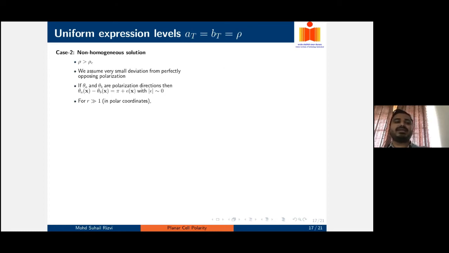So again, there is another special scenario which can be studied, and that is when the expression levels are uniform, but we seek some non-uniform, non-homogeneous solution. So here this is not an exact result, but an approximation, where we assume that the non-homogeneous solution locally deviates from the perfect alignment of the polarization by a very small amount.